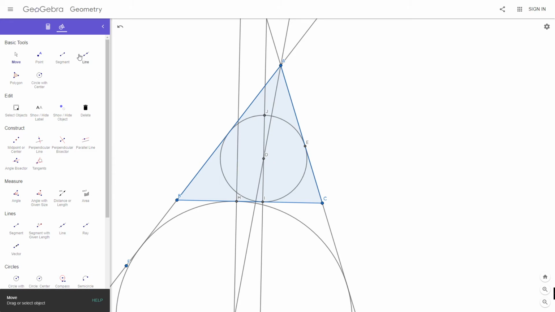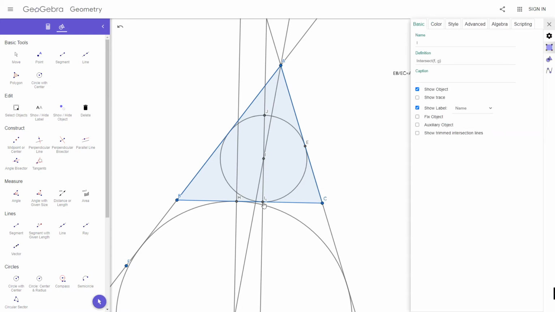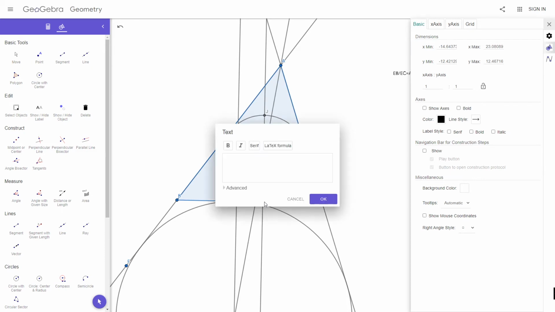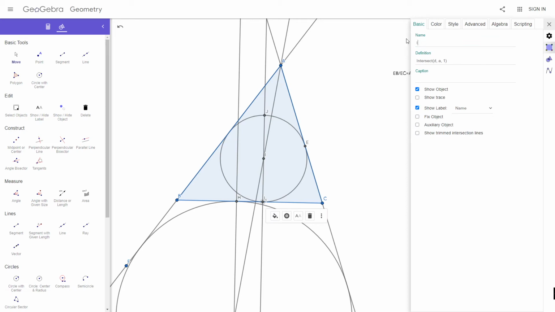Now, this little lemma states that if we rename all these points to actually intelligent names, let's call this one I. Okay, let's call this point D, and let's call this point F, and let's call this point E. And then let's ignore this point completely. We don't need that one. Right.